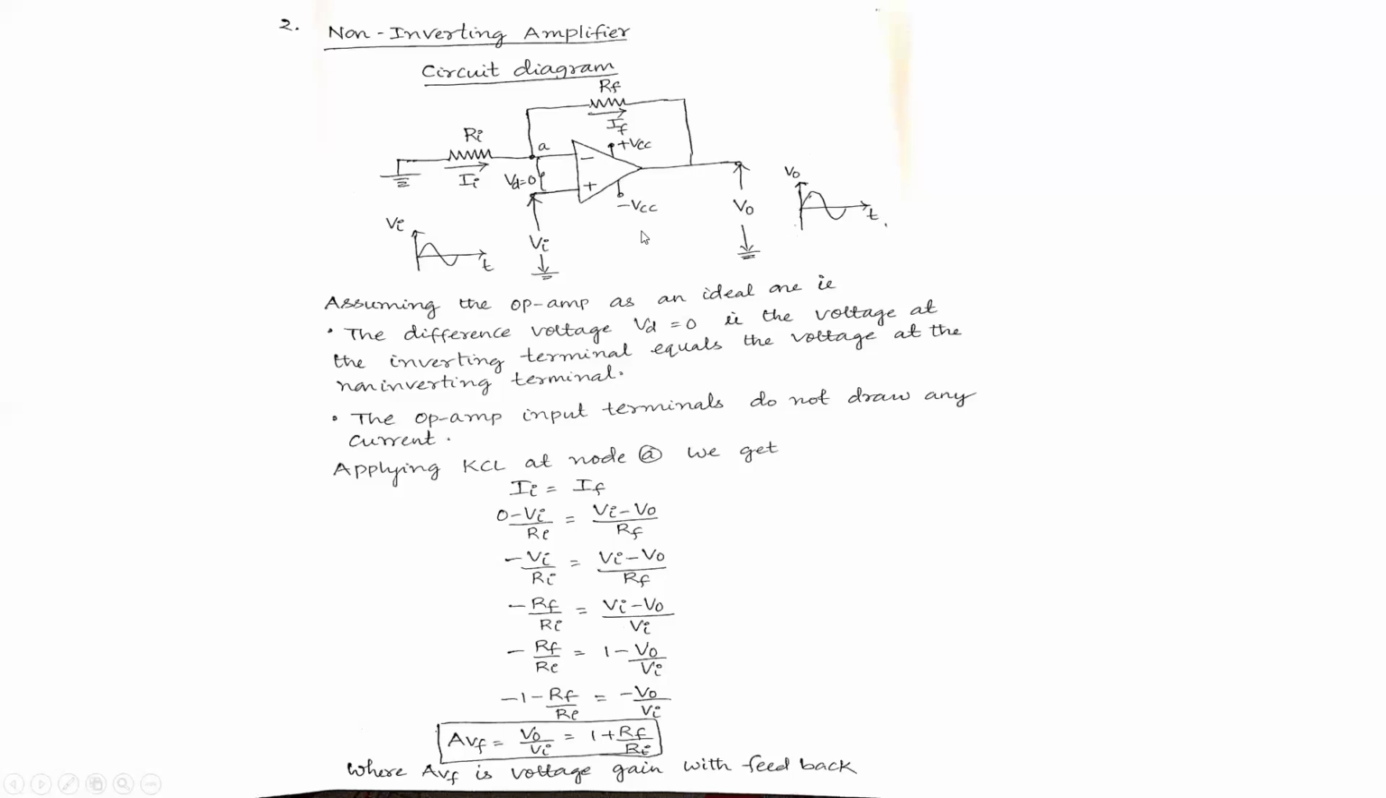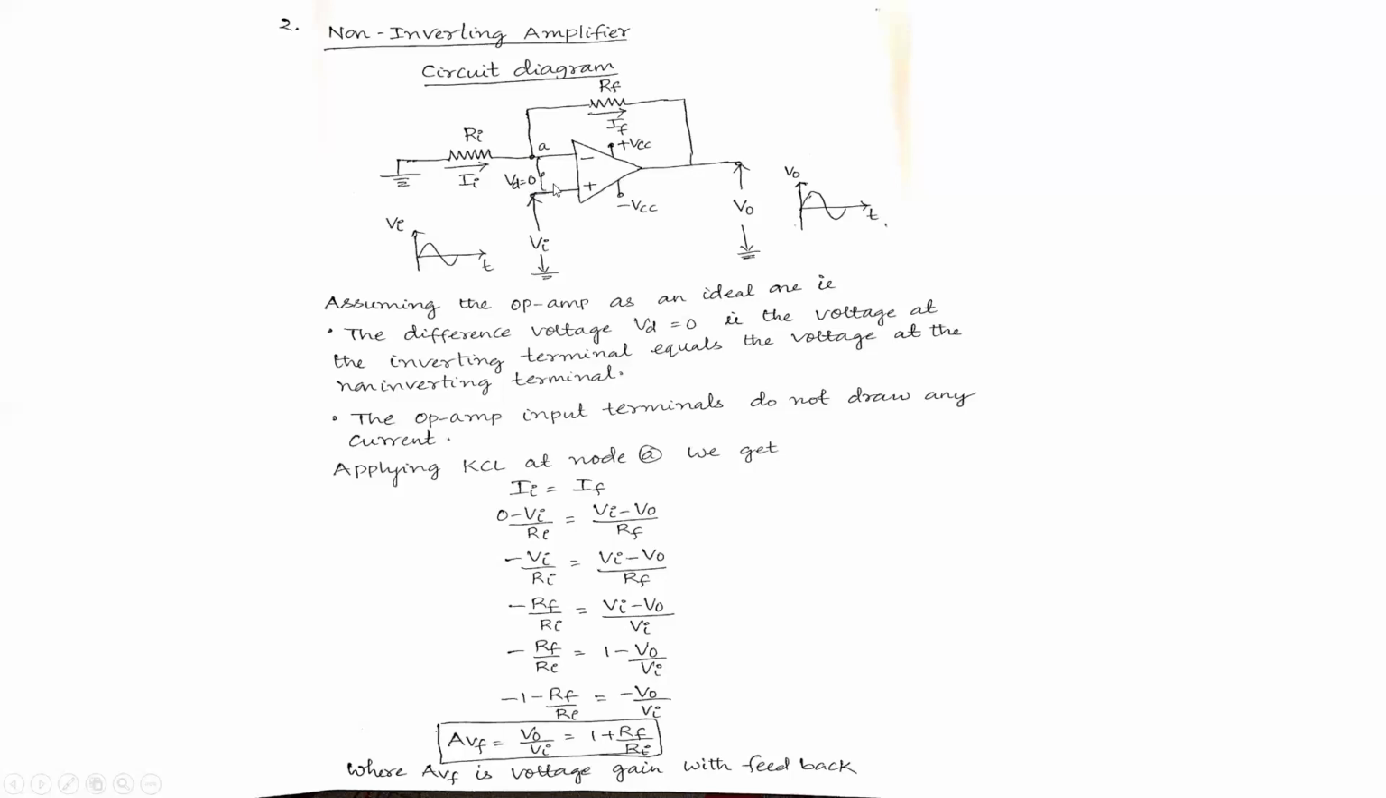To do that, we assume this op amp as an ideal one. That is, the difference voltage Vd equals 0. That is, the voltage at the non-inverting terminal equals the voltage at the inverting terminal. So on this input terminal, the voltage is Vi. Therefore, the voltage at this point should also be Vi. Then only this difference voltage will be equal to 0.